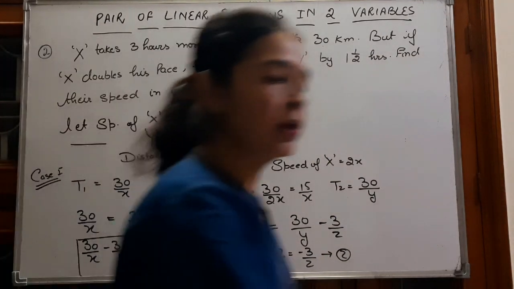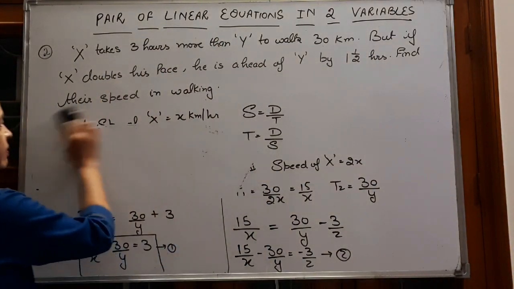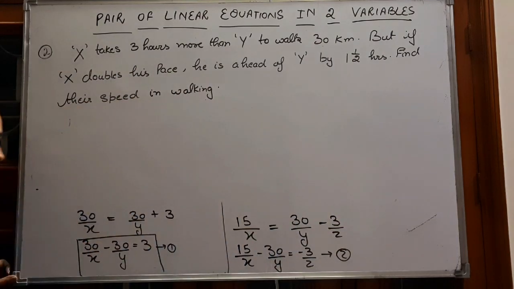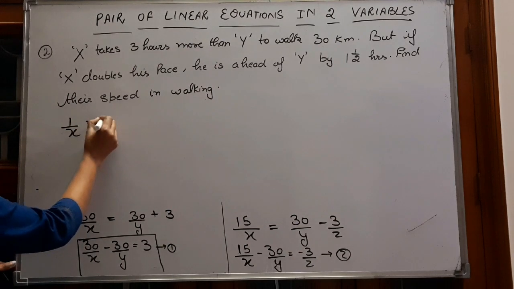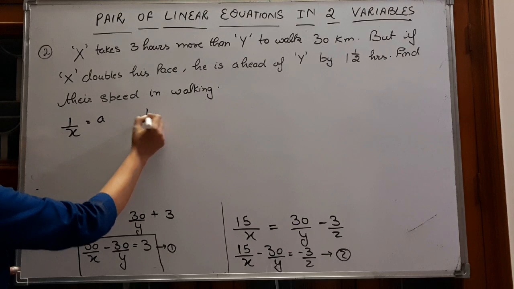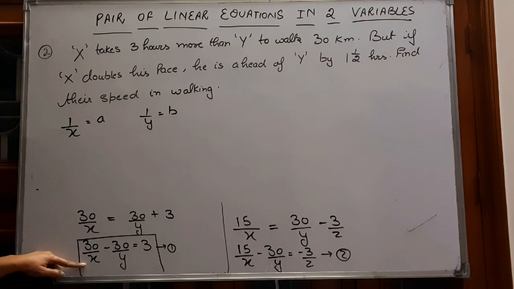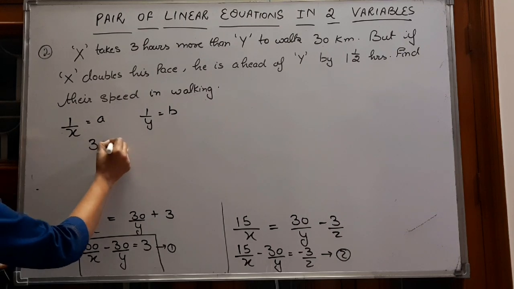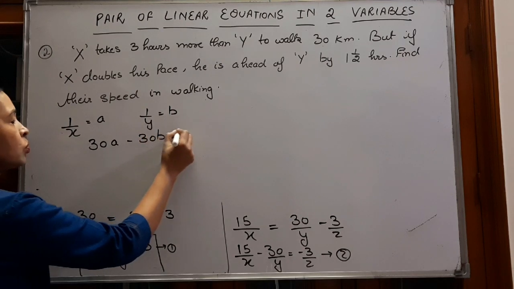Now, pause the video and note it down. What we will do, we will find the value of X and Y. But in our equations, the X and Y are in denominator. We will put 1 upon X as A and 1 upon Y as B. In equation 1 we have 30 upon X. 30 upon X can be written as 30 into 1 by X and 1 by X is A. So equation 1 is changed to 30A minus 30B equals to 3.